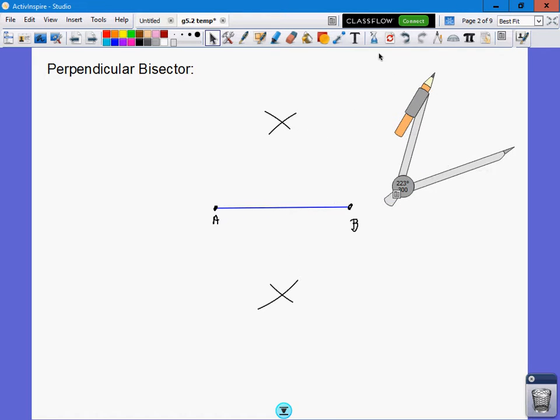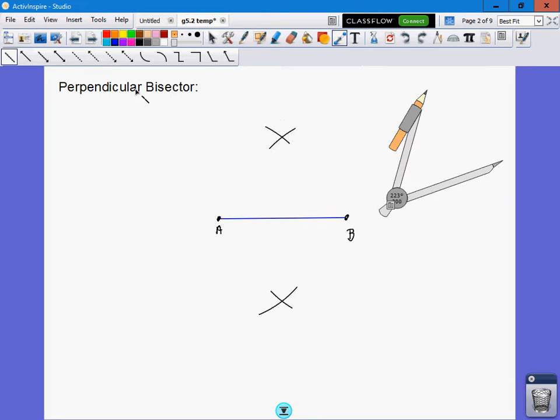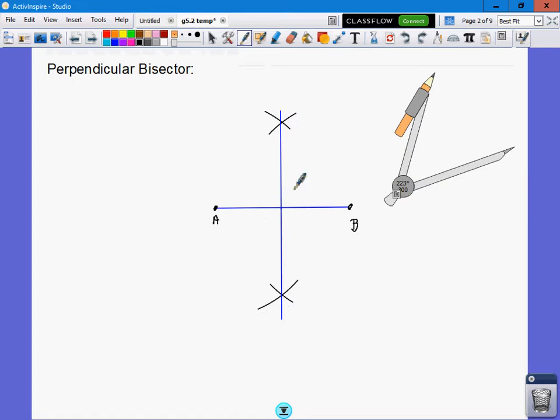And then what did we do? We drew the line in. And when we drew this line in, it was a perpendicular bisector, so it made a 90-degree angle, and it made it so that AC and CB were the same length. Okay?